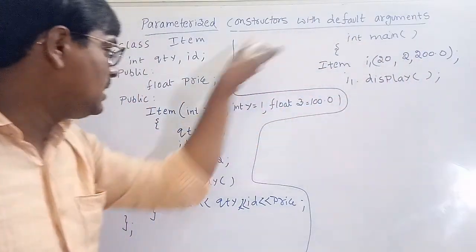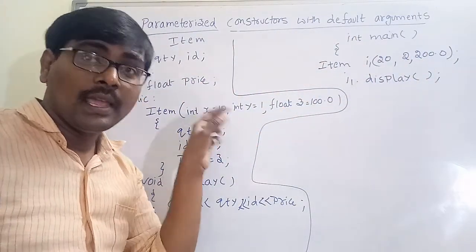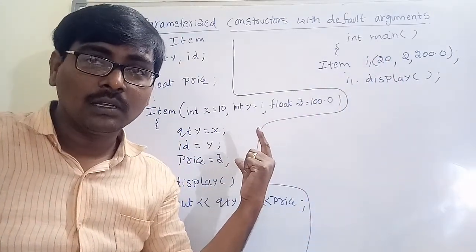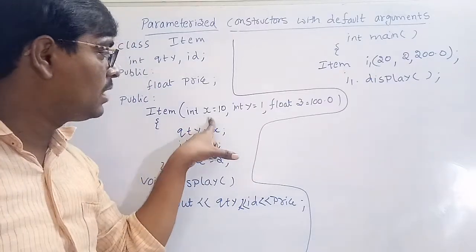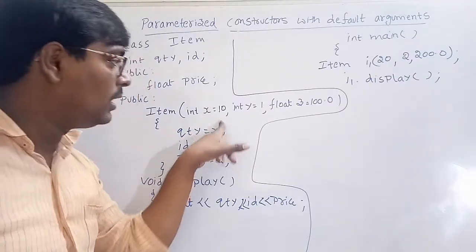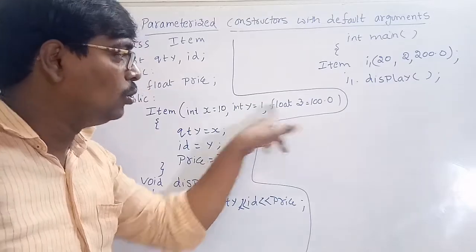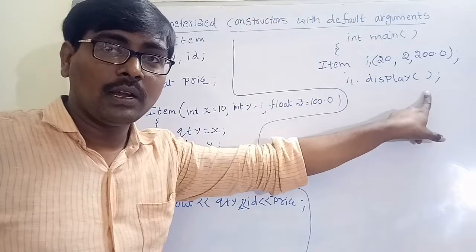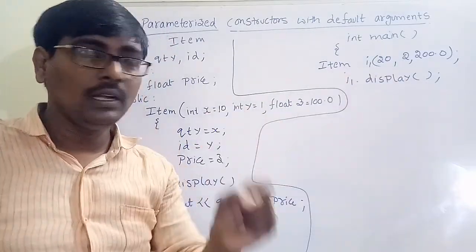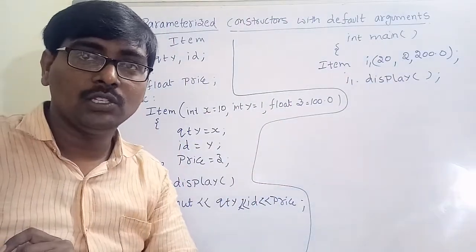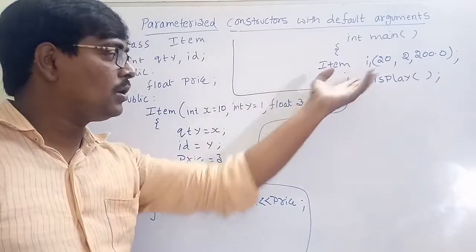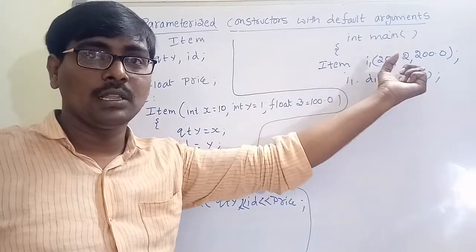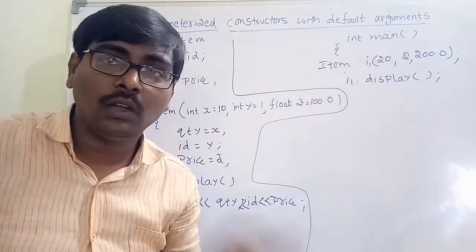So 20 is assigned to x, but x already contains the value 10. If you are passing 20, what happens? It overrides. Now what is the value of x? The value of x is 20, value of y is 2, value of z is 200. So whenever we call the display function, the answer is 20, 2, 200.0. Here there is no importance for default arguments, because I am passing three parameters. Then what is the use of default arguments?